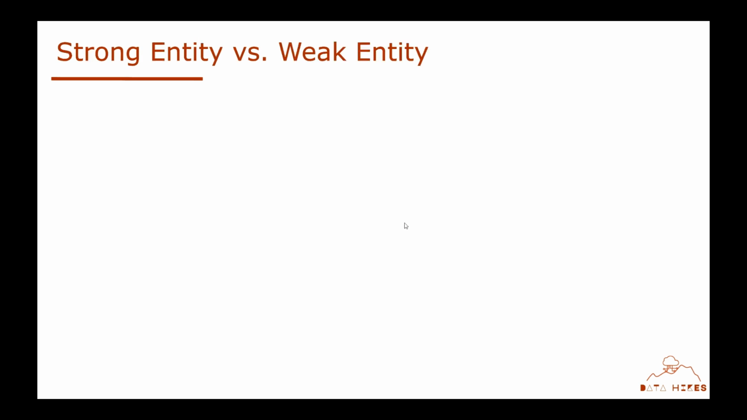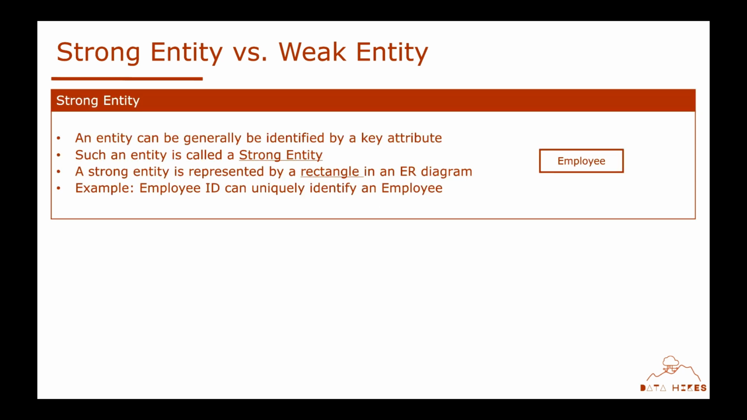Now let's see what a strong entity versus a weak entity would look like. A strong entity can generally be identified by a key attribute. So there will be some identifier in that entity. An example here is an employee. It is represented just by a simple rectangle, and an employee is a strong entity because in the context of a company, an employee can be uniquely identified directly by their employee ID. So it's pretty straightforward. If there is something that can uniquely identify an entity, it is a strong entity.